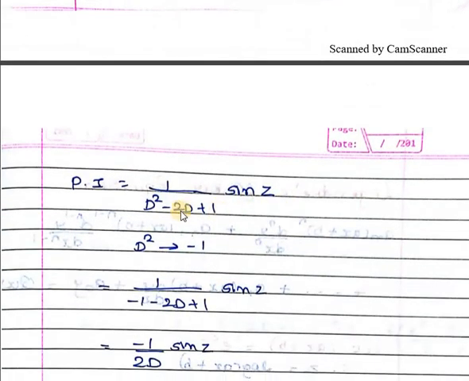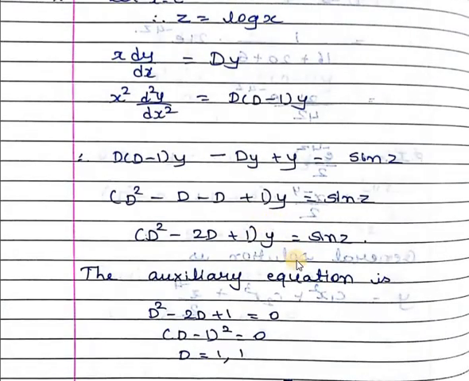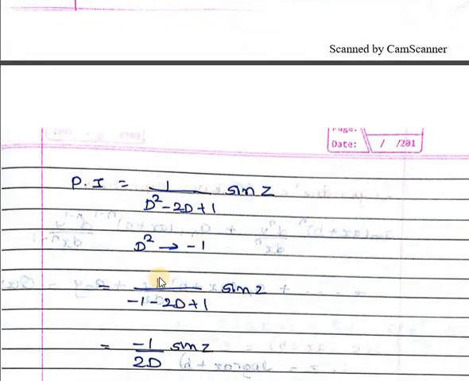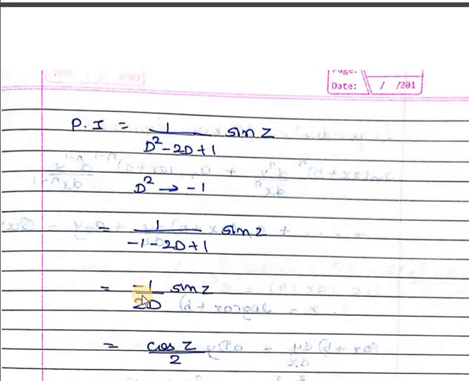Now Pi is equal to 1 divided by f of D. What is f of D? It is D square minus 2D plus 1 into capital X. What is capital X? It is sin z. Now by case 2 of Pi, we will have to replace D square by minus a square. So here the value of a will be 1. So D square will be replaced by minus 1. So here 1 divided by minus 1 minus 2D plus 1 into sin z. So this will be minus 1 divided by 2D into sin z.